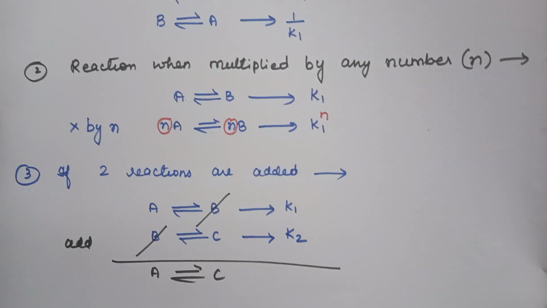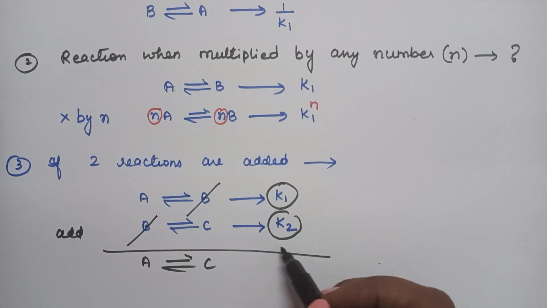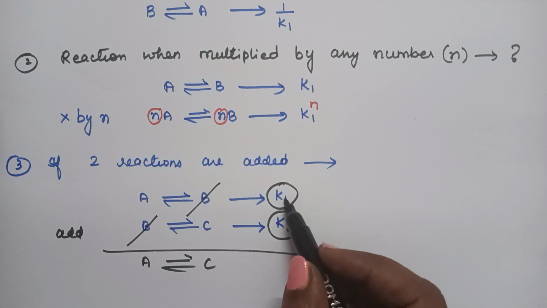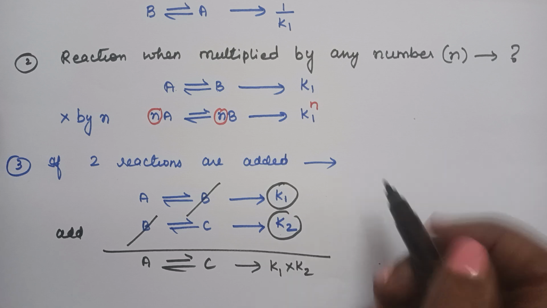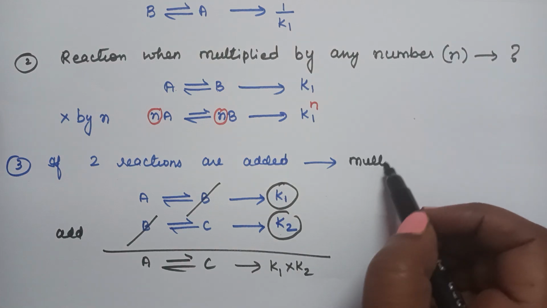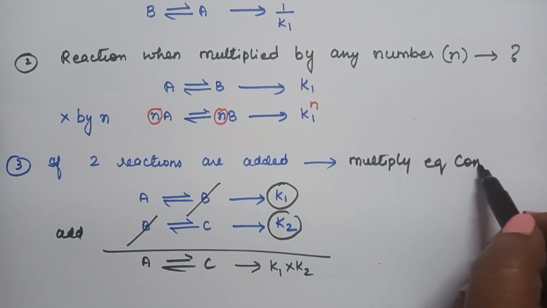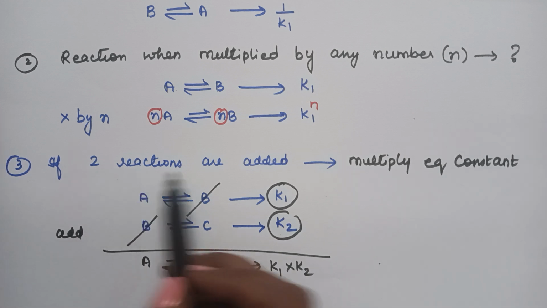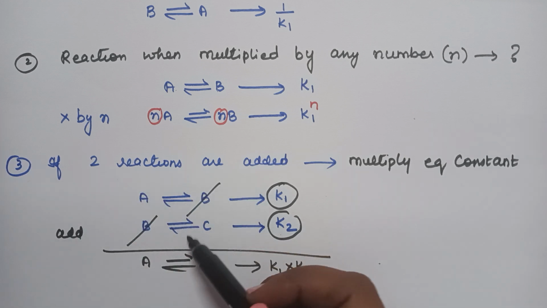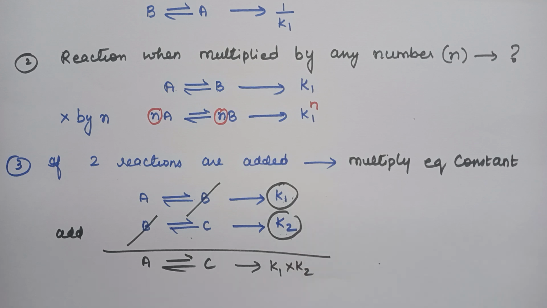So what do I have to do with the equilibrium constant? I have to multiply. So here it will be K1 into K2. So you have to multiply the equilibrium constants. When you are adding two reactions, then the equilibrium constants should be multiplied.